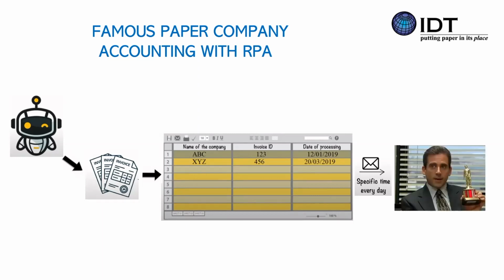Well, voila, this makes Michael ecstatic. He gets his reports before his deadline with no errors. Kevin now has time to help Michael plan his best office party, which leads Michael to getting a Dundie from his office staff. RPA has propelled Michael into legendary boss status.